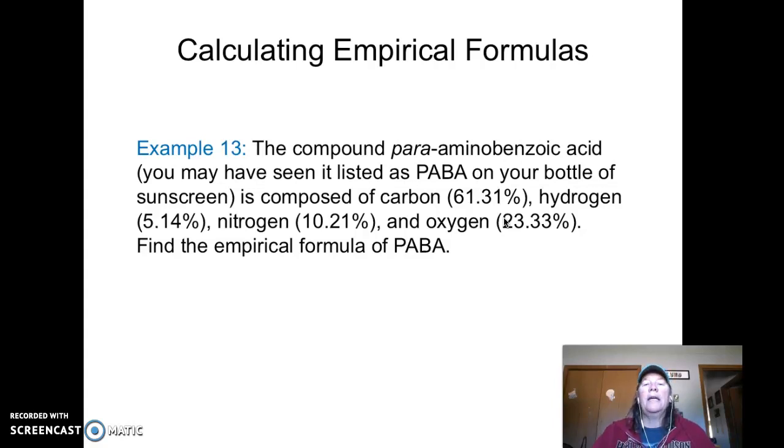But anyway, it's made of carbon, 61.31% carbon, 5.14% hydrogen, 10.21% nitrogen, and 23.33% oxygen. So it's a common substance: carbon, hydrogen, nitrogen, oxygen. And I want to know what the empirical formula is for PABA, we'll call it. We don't have to call it para-aminobenzoic acid. We're just going to call it PABA, okay?